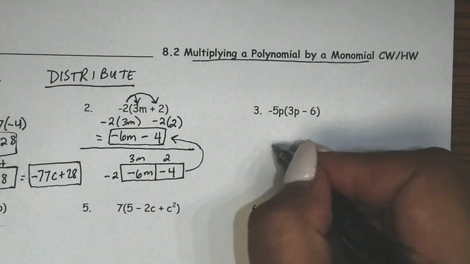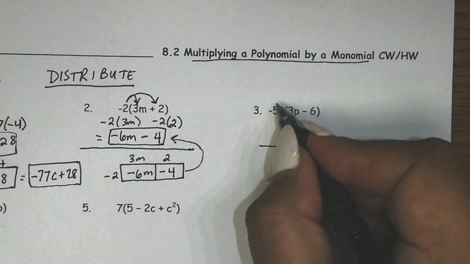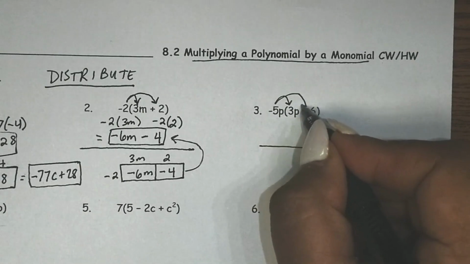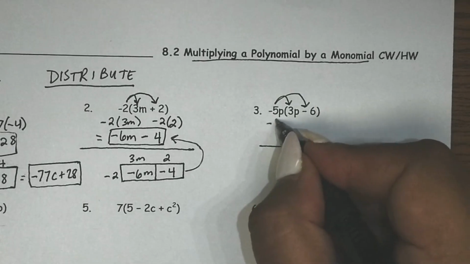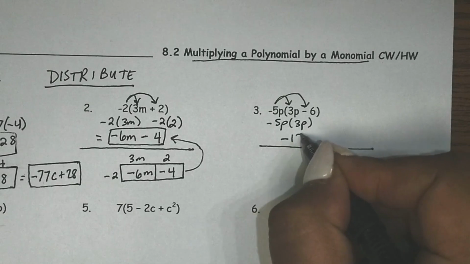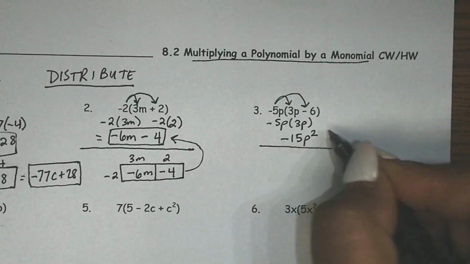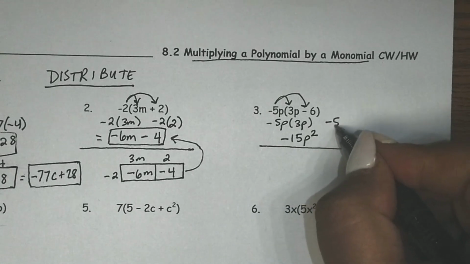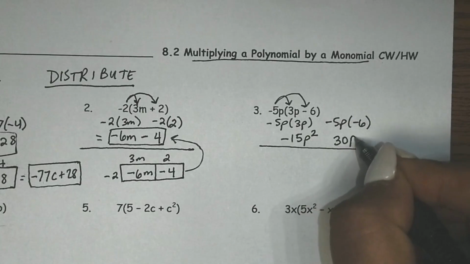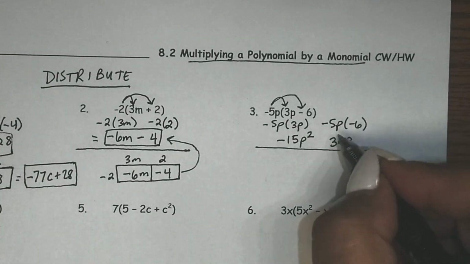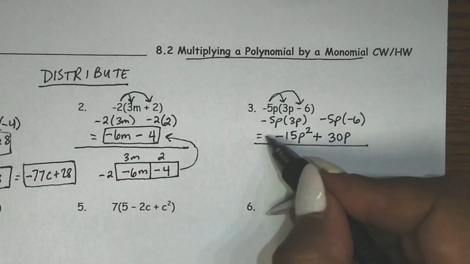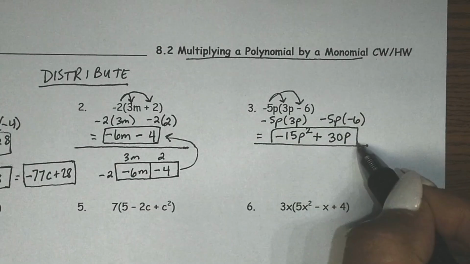Number 3, you have -5p times 3p and -5p times -6. So -5p times 3p is -15p squared. And then -5p times -6 is a positive 30p. Put a plus sign in the middle and you are done. This is my end product.